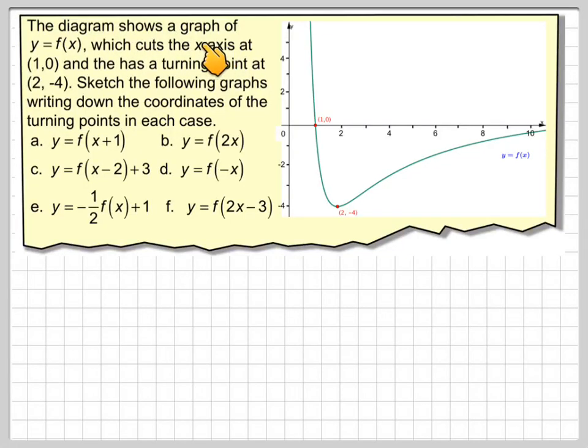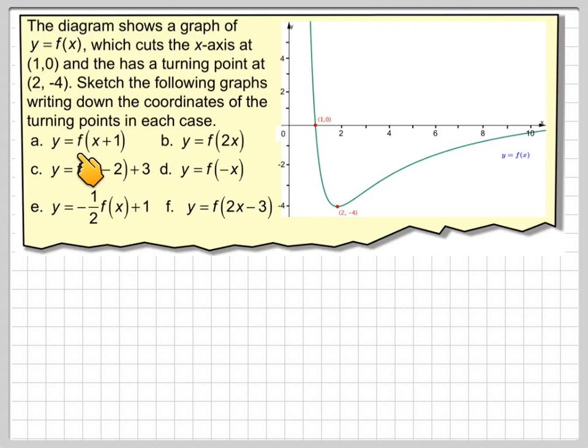The diagram shows the graph of y = f(x), which cuts the x-axis at (1, 0) and has a turning point at (2, -4). Sketch the following graphs, writing down the coordinates of the turning points in each case.